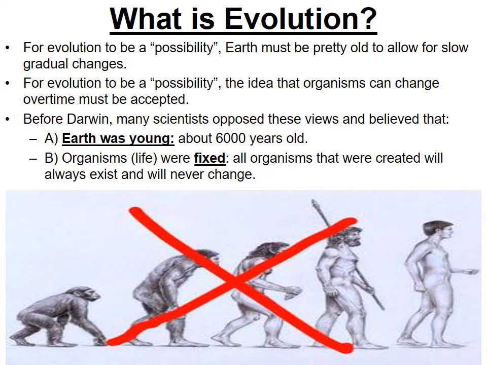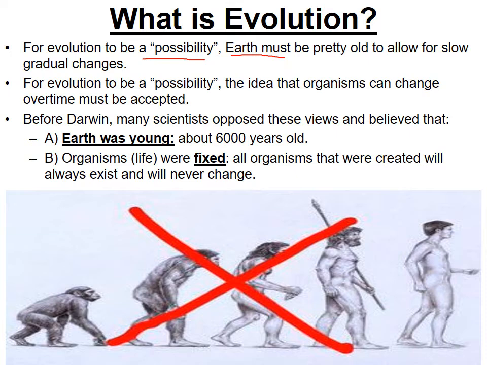So let's go talk about evolution. How do we come up with this theory? What were early ideas, and what were some obstacles in the way of coming up with a theory? The first thing I want you to get is that in order for evolution to be a possibility, Earth has to be old, because evolution implies gradual changes. There are so many different species. Earth has to be old to see all these gradual changes happening.